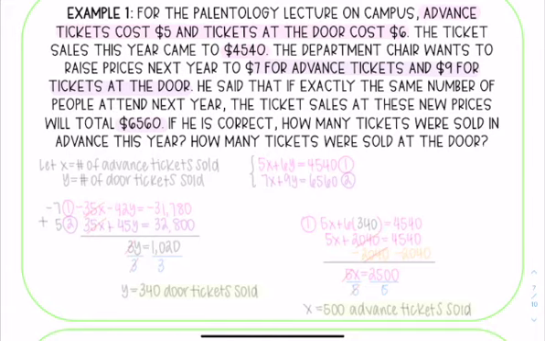So we need to pick 2 variables and let one be the number of advance tickets and the other one be the number of door tickets. So I'm going to let X be the number of advance tickets and I'm going to let Y be the number of door tickets.